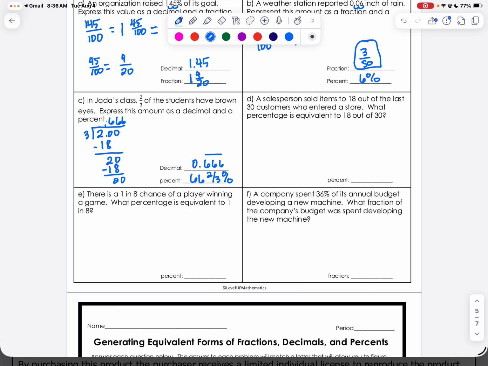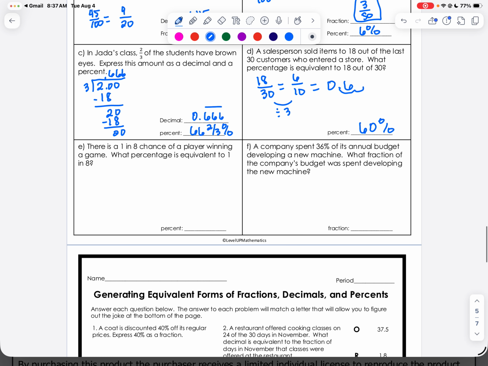All right, a salesperson sold items to 18 out of the last 30 customers who entered a store. What percentage is equivalent to 18 out of 30? Now, 30 will not scale to 100 easily, but we can scale it down to 10 if we divide by 3. So 30 divided by 3 gives us 10. 18 divided by 3 gives us 6. So as a decimal, that would be 0.6. And as a percent, I would move it 2 places to the right to get 60%.